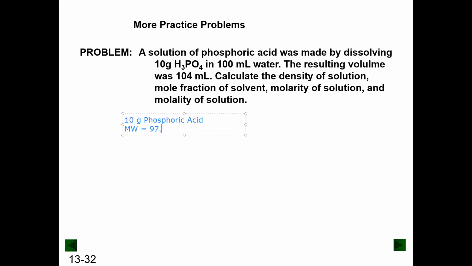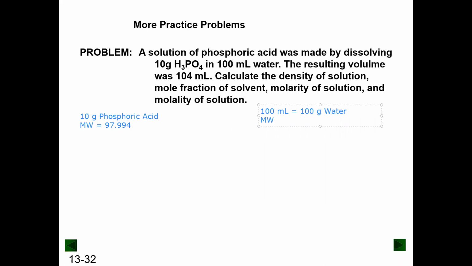98. Right, 98, also known as 97.994. So we'll write that down, put that to the side. I have 100 milliliters of water, right? We'll assume 1 gram per milliliter for density for now, so that also equals 100 grams of water. Now, what is the molar mass of water? Should be like 18.02. Okay, so we're going to put that to the side as well.